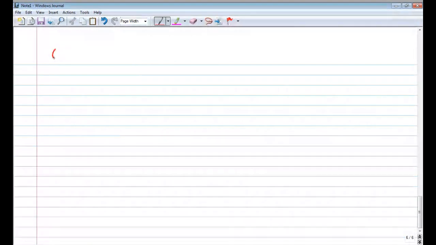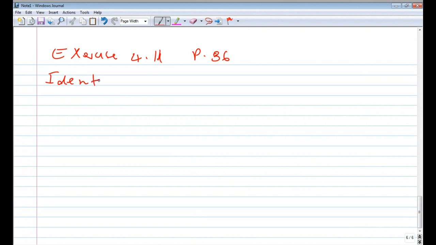Okay, exercise 4.11, page 36. It says, identify the following models.